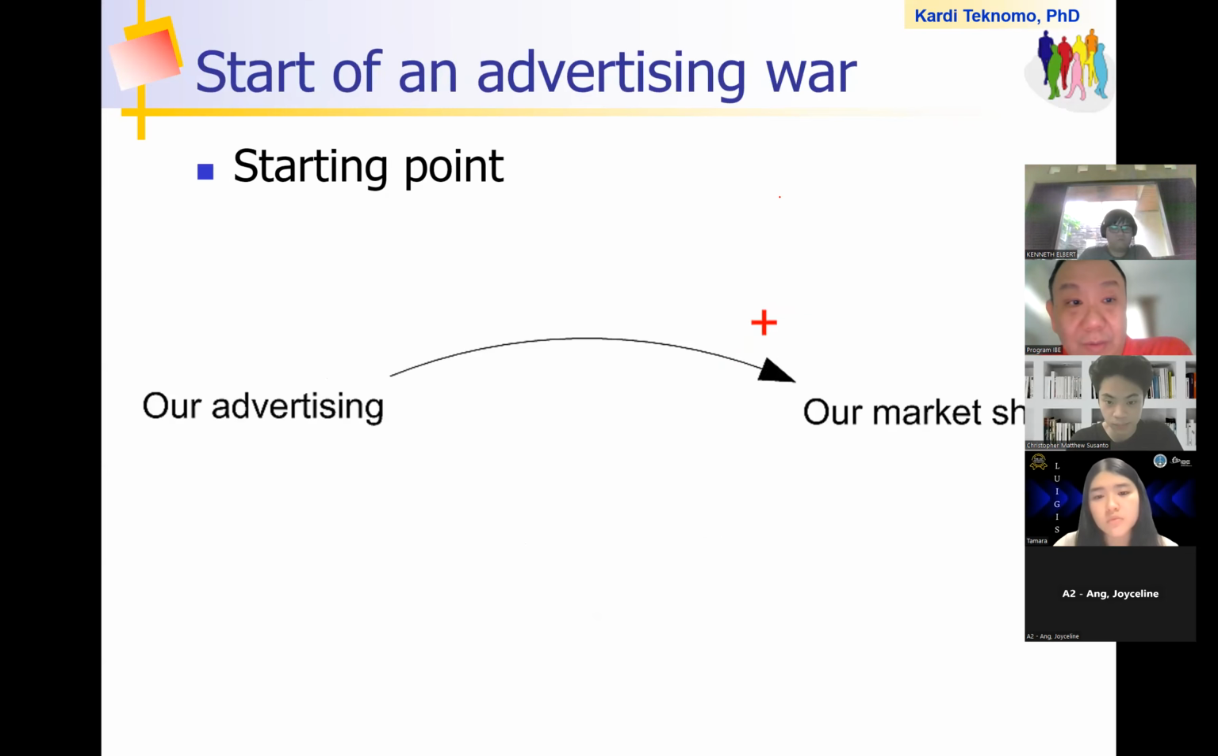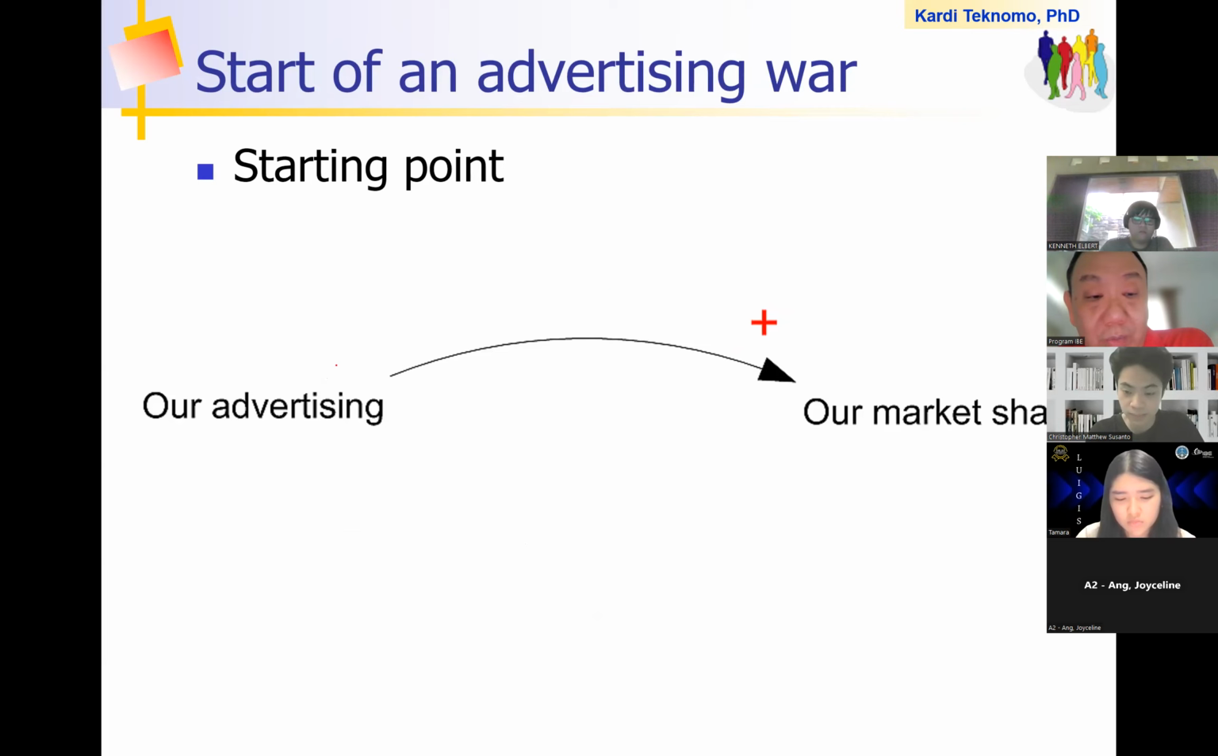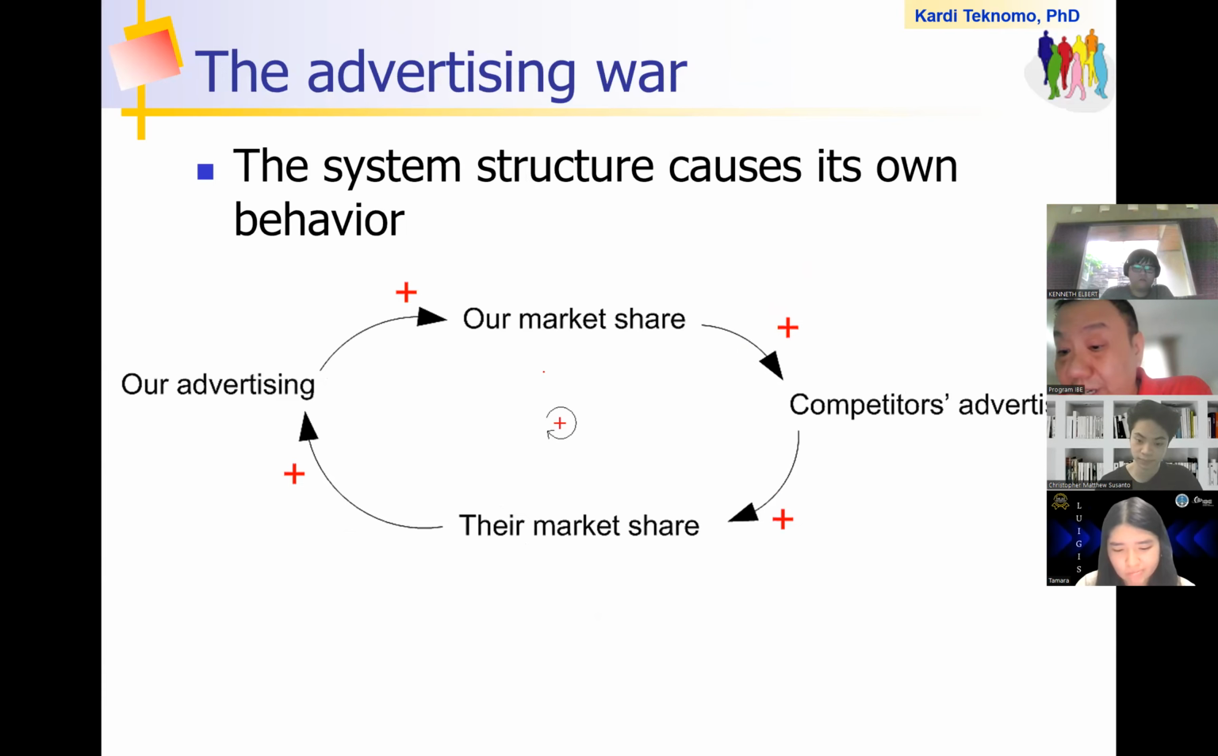Okay. Again, the exact same thing. Say you have two system components, our advertising and our market share, right? So what happened? When we increase our advertising, our market share increases. But when our market share increases, it will also cause the competitor to increase their advertising to increase their market share. So again, all of this will create a positive feedback loop. Yeah, the same behavior like the war. Clear?